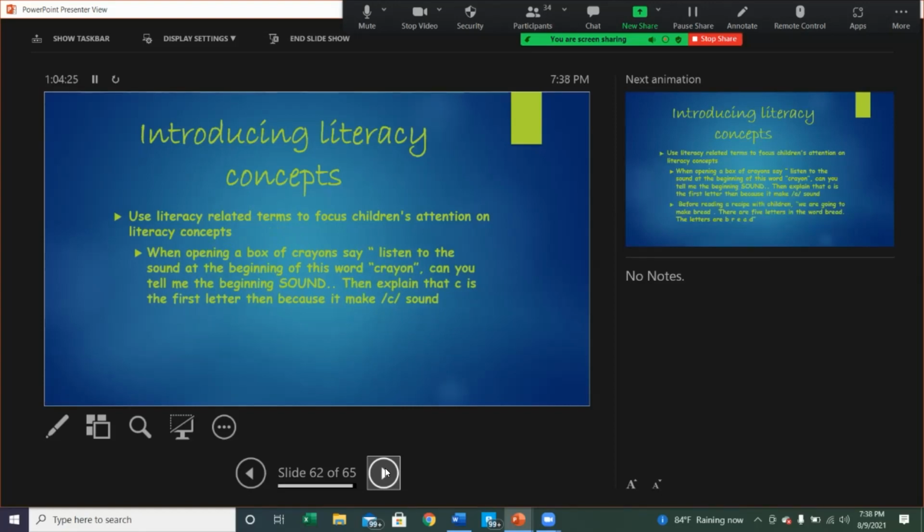And it's just again, the simple literacy activities. You're opening a box of crayons and you say, listen to the sound at the beginning of this word, crayon. Can you tell me what sound is at the beginning? Not what letter, what sound. And that's helping them with phonics rather than, oh, this is a C and they don't really get it. Ask them to tell you the sound rather than the letter and then connect it.